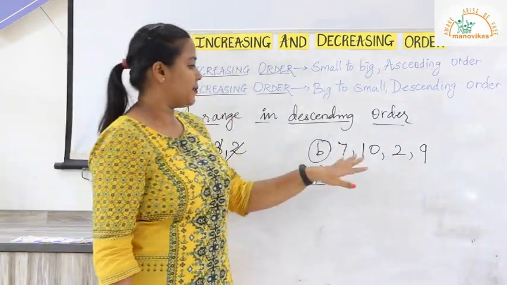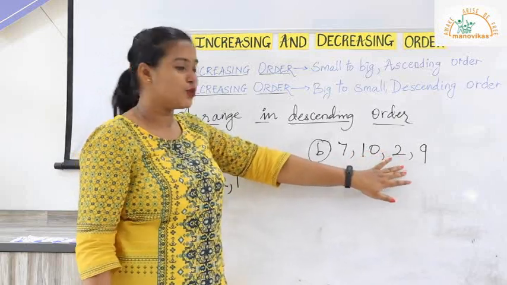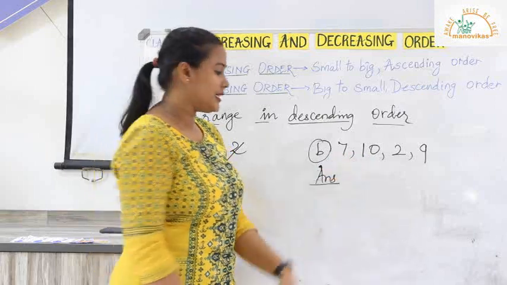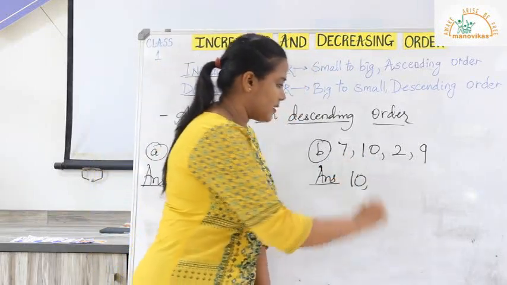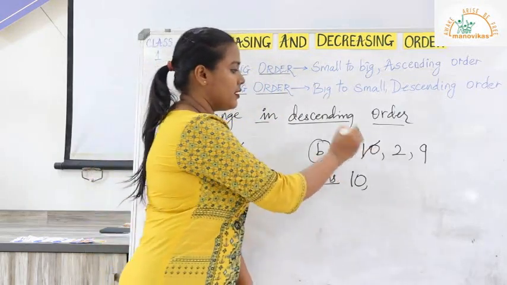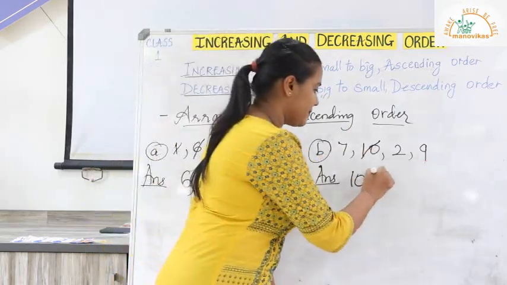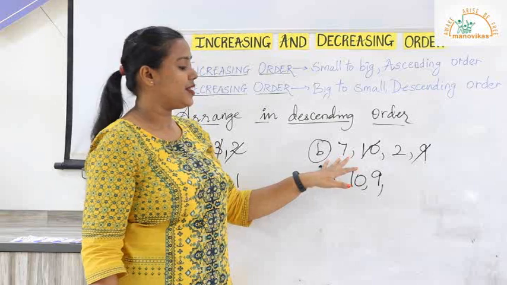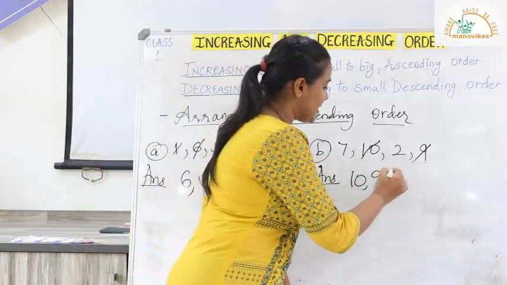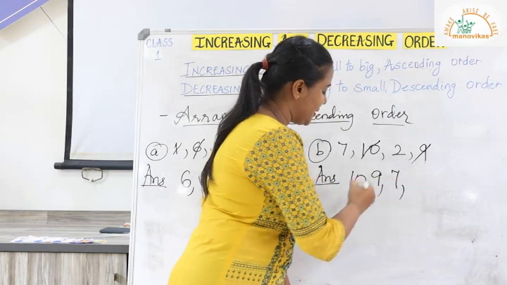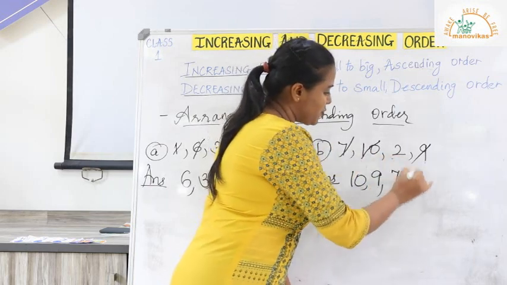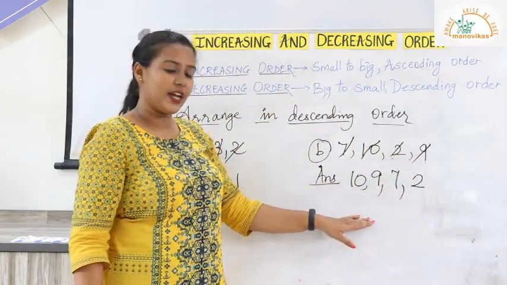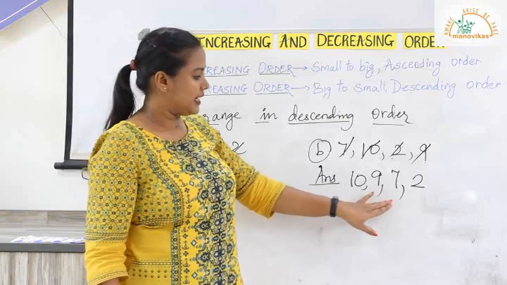The second example, we have the numbers 7, 10, 2 and 9. So among these numbers, which is the biggest number? It is number 10. The next number we have is number 9. Let's cut this number. We are left with two numbers, number 2 and number 7. So the next number will be number 7, as we are moving from a bigger number to a smaller number. And the number which we are left with is number 2. So here we have arranged the numbers in descending order. That is from 10 to 9, 7, then 2.